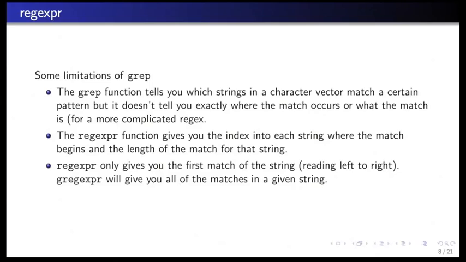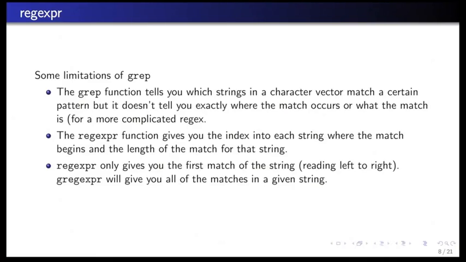So the regexpr function, if you have a better pronunciation, please let me know, gives you that information. It tells you which character in this string the match occurs at, where it begins, and how long it is, how many characters the match is in this string. It gives you that information for every element of the character vector, assuming it matches. If it doesn't match, it just gives you -1 for the index.